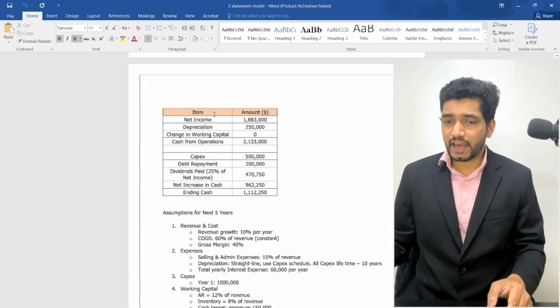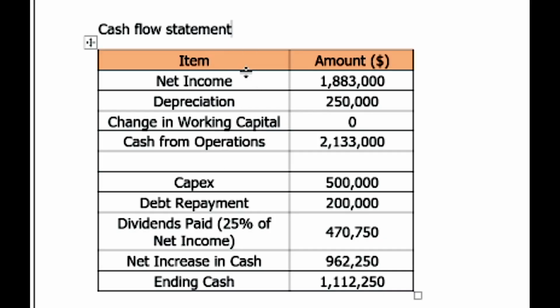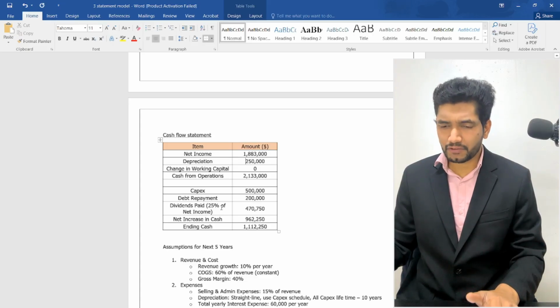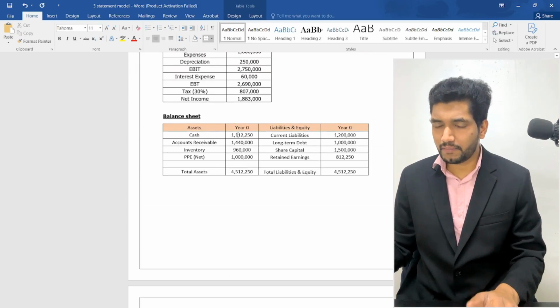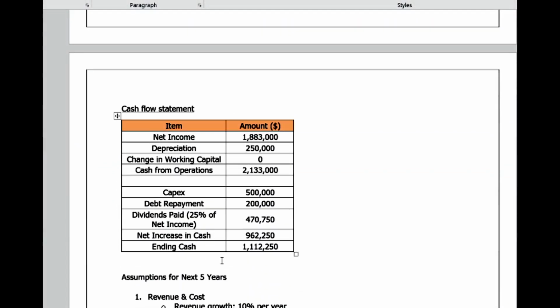So let's come to the cash flow statement for the base year. Here it is prepared through the indirect method. That means with the net income, depreciation is adjusted, and the changes in working capital are adjusted. Cash flow from operations. Once after the adjustment, cash flow from operations, then the capex expenses, debt repayment, then the dividend paid, and the net increase in cash and the ending cash balance. One thing you can notice is that the cash balance in the balance sheet is always matching with the ending cash balance in the cash flow statement.